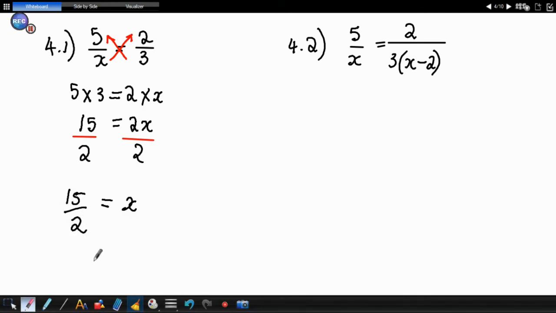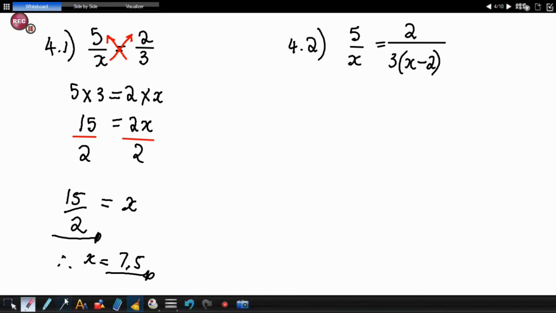And that's our answer, guys. You can leave it like that if you want. X is equal to 7.5, or you can leave it as a fraction like that.